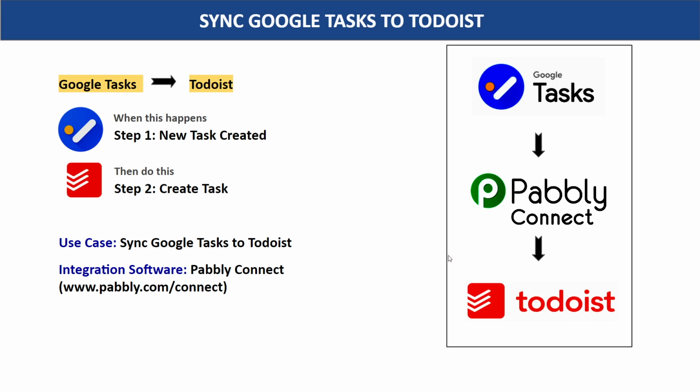So here I would suggest that you bring in some automation so that whenever a new task is created in Google Task, automatically create a task in Todoist. So in this video, we will be using Pabbly Connect to integrate Google Task and Todoist. The best part of using Pabbly Connect is there is no need for coding skills or programming knowledge. It can be done easily. Let me show you with an example.